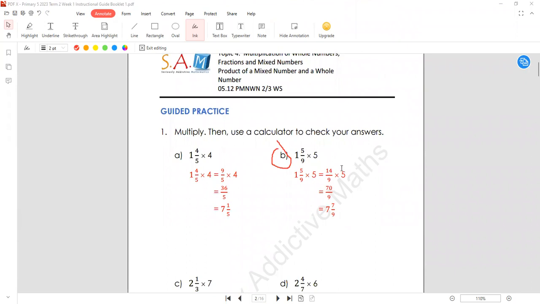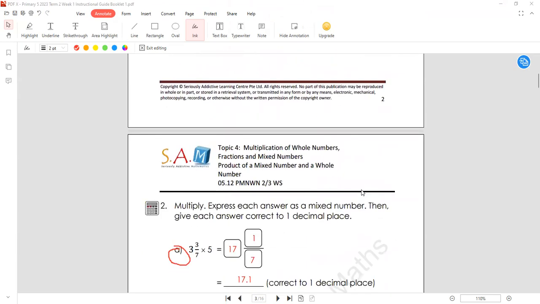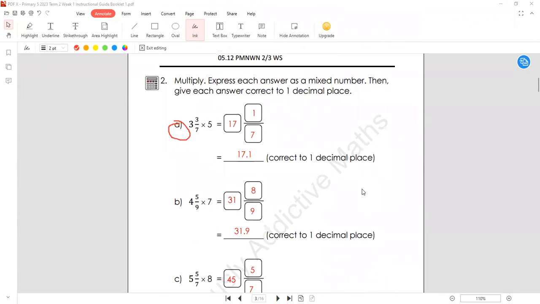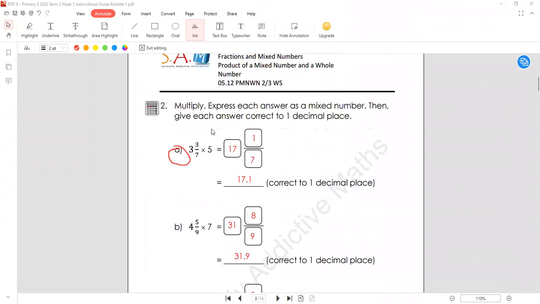If they do not have the calculator, then what they need to do is to convert this into a mixed number. To convert it into a mixed number, they will do 14 times 5. And then 70 divided by 9, what's the remainder? Something they've done previously, so we don't delve too much into this.